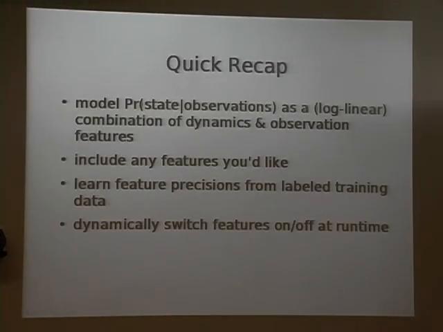Okay, so a quick recap. What are we doing? We're building a probabilistic model of the state given the observations, and we're posing it as a log linear combination of dynamics and observation features. The way we set it up, you can include any features you'd like, and you're going to learn which features are precise and which aren't from labeled training data. And then when we're tracking at runtime or doing inference, we're going to dynamically switch features on or off depending on whether or not they're useful.